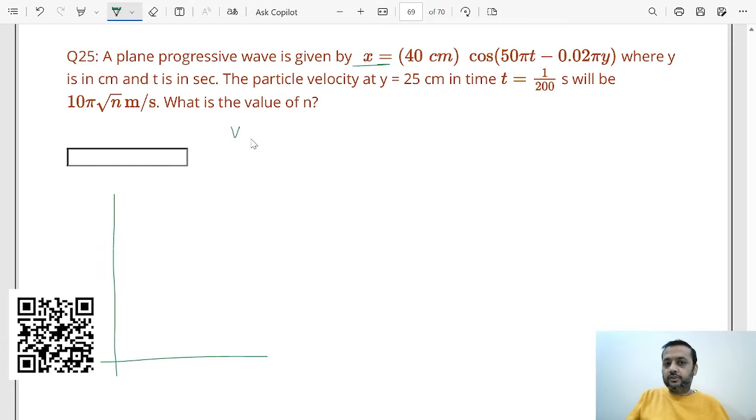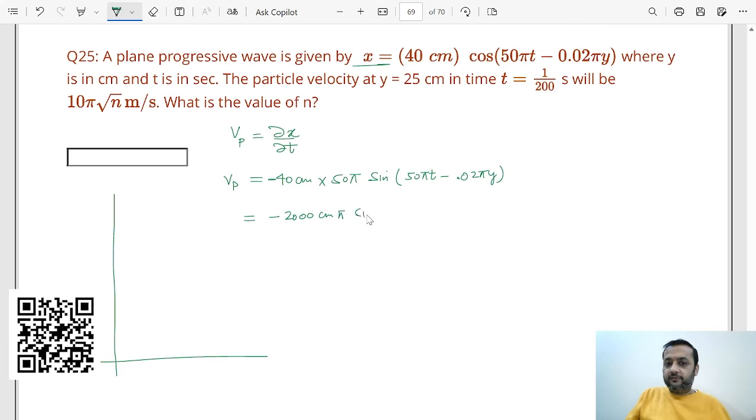So for finding the velocity of the particle, we can differentiate displacement with respect to time, ∂x/∂t. We are doing the partial derivative because here x is a function of time as well as y. So this will be 40 centimeter into, 50π will come outside because of the chain rule. So 50π into cos θ will become minus sin θ. So sin(50πt − 0.02πy). This is the particle velocity as a function of time and location. So this becomes 5 × 4 is 20, 2000 centimeter π.